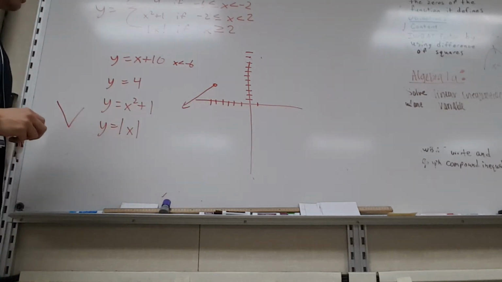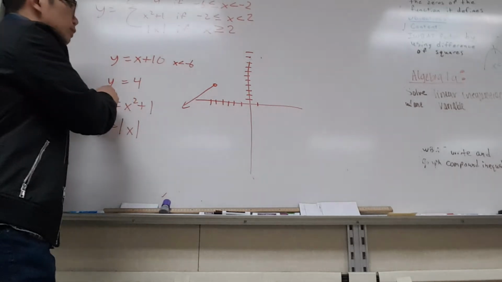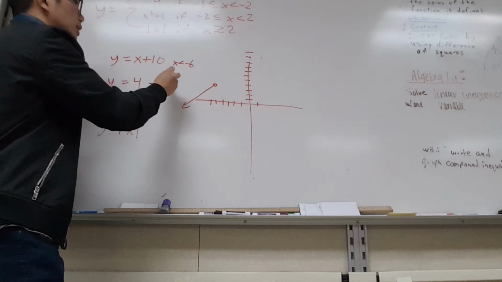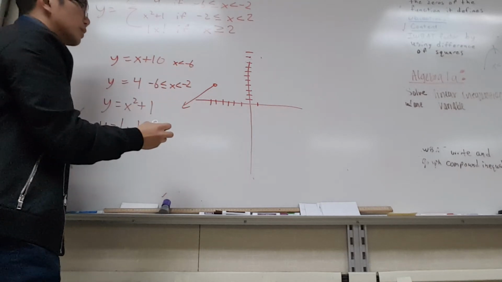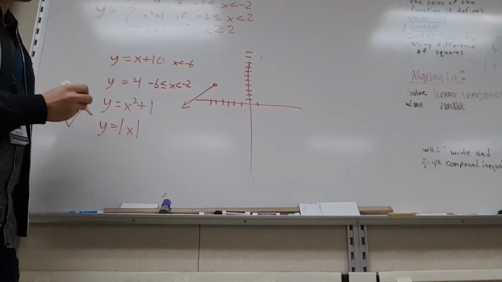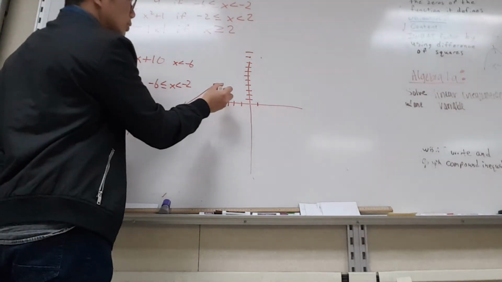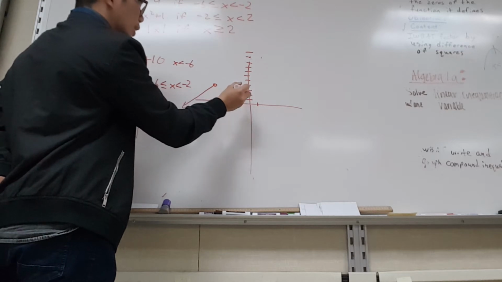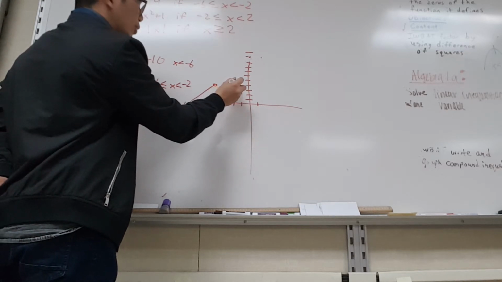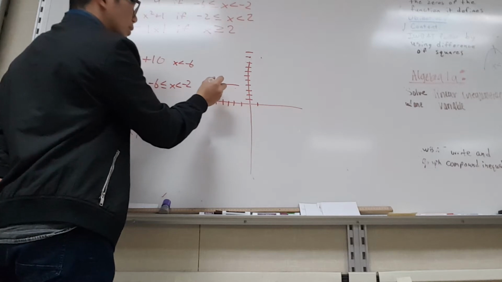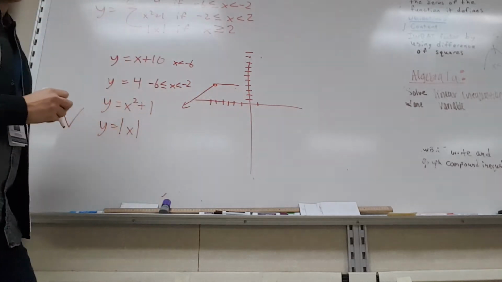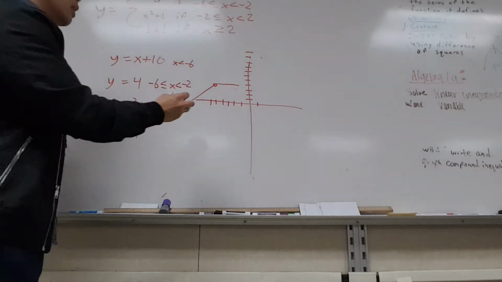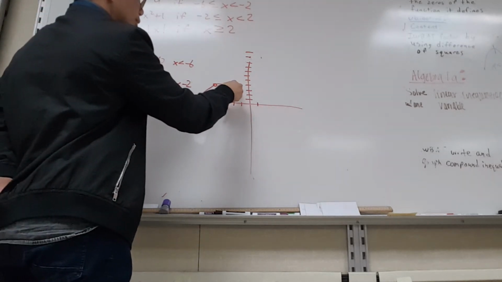Now, the next thing I have is y is equal to 4, and this is between negative 6 and negative 2. So y equals 4 is a horizontal line, so I'm just going to draw a horizontal line from negative 6 to negative 2. And that horizontal line is going to be at 4. Okay? So that's the next part of the graph. Then it's going to have an open dot at negative 2.